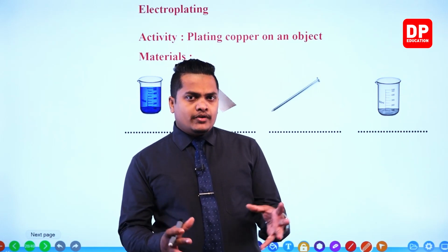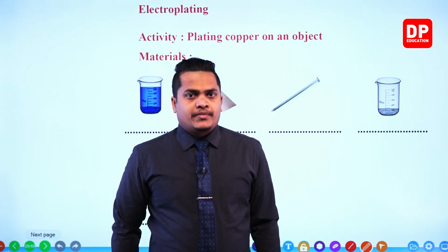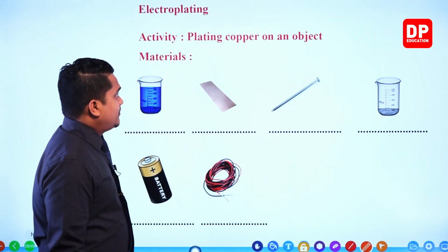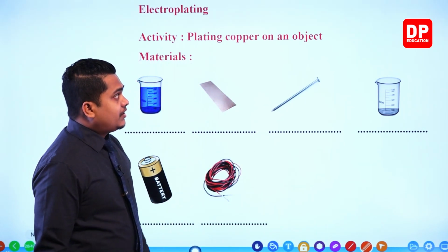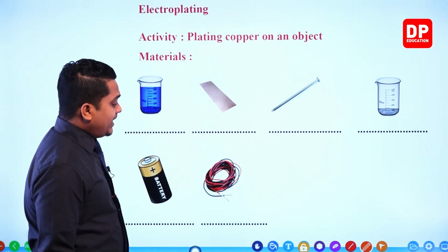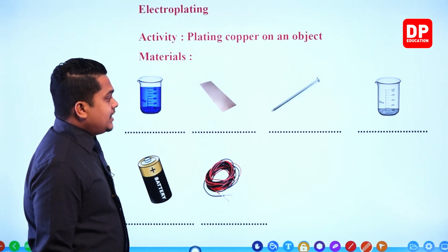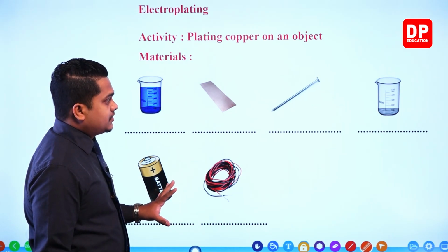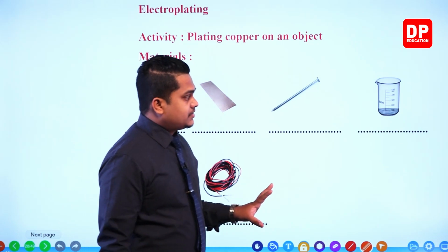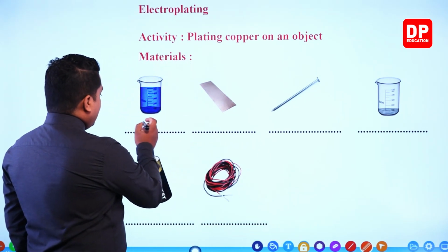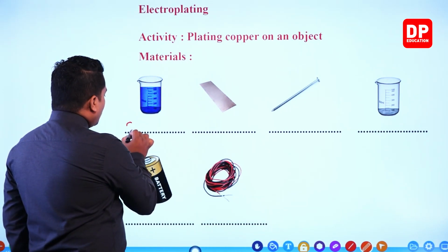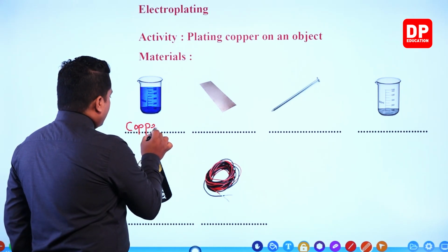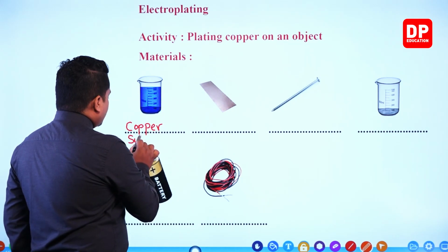Now we are going to investigate how to carry out the process of electroplating. You are given an activity, the process of plating copper on an object. To plate copper, or in electroplating, you'll need these substances. Let's see what those substances are. You'll need copper sulfate solution, right? Copper sulfate solution.